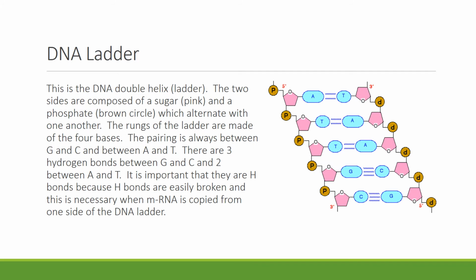Take a look at this part of the DNA ladder that has been flattened out so you can see it a little better. There is always a pairing of the same 2 bases. A and T always pair, and G and C always pair. And always there are 2 hydrogen bonds between A and T, and 3 hydrogen bonds between G and C.